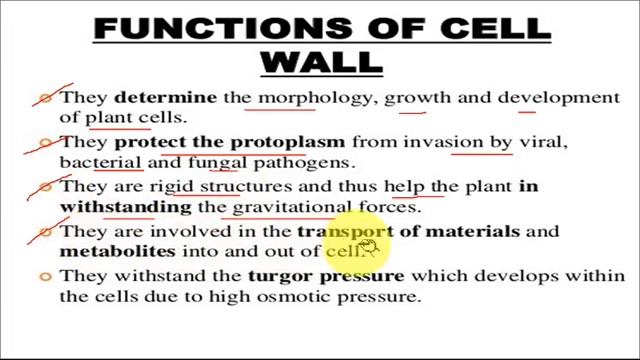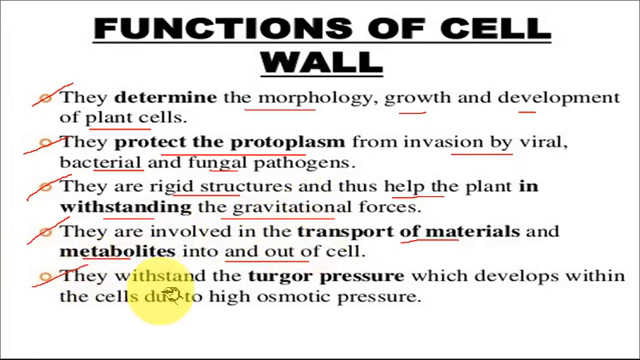They are involved in the transport of materials and metabolites into and outside of the cell. So, as we discussed earlier, there are small channels or pores, holes present in the cell wall, which act as a channel for the passage of either ions, metabolites, or other waste material, either from outside to inside the cell or from inside to outside the cell, vice versa.